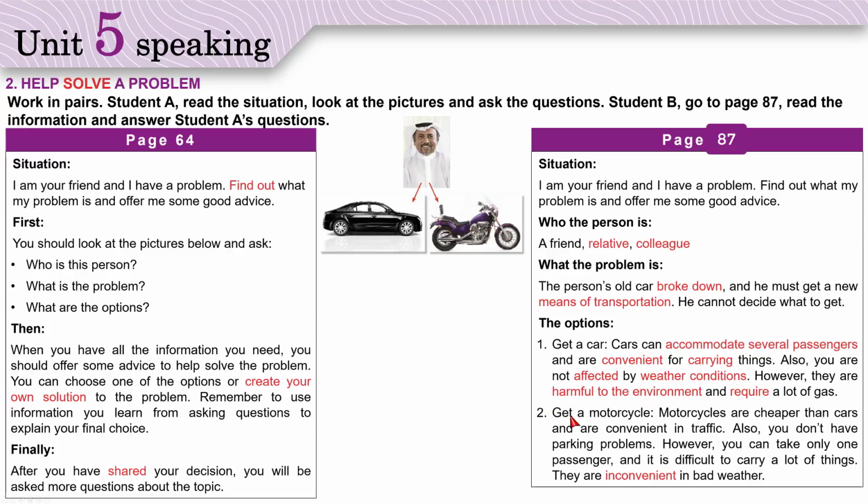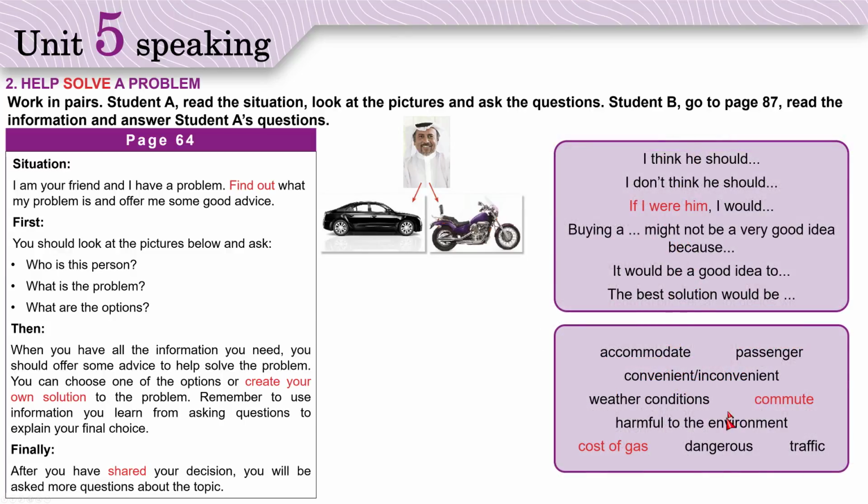Or maybe you can get a motorcycle. The advantages of motorcycles: they are cheap and they are convenient in traffic. You can get to places faster if there are a lot of cars on the road. Also, you don't have parking problems. However, you can take only one passenger. They cannot accommodate several passengers, and it is difficult to carry a lot of things. They are inconvenient, not suitable in bad weather. If it's very hot or if it's raining, then it's not good to have a motorcycle.